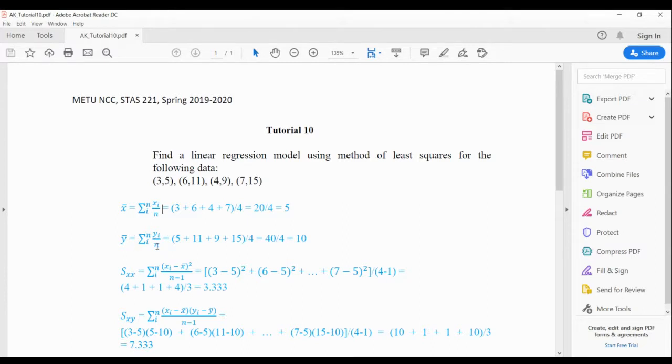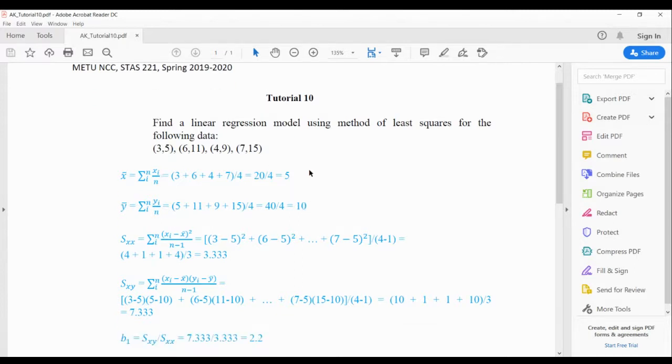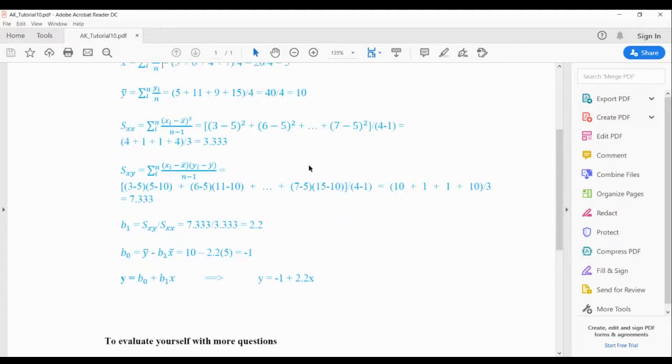For y, we have the same situation. The n is exactly the same, so I wrote n here too. So the summation of x's is divided by n. The same for y we can do and find the average. So the mean of the samples we can easily calculate.